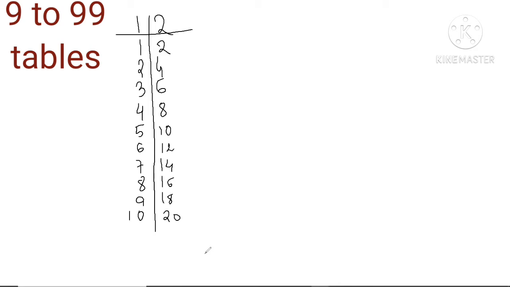Now, what you need to do? This way, you can do any table till 99. You write down first the tens place table and the ones place table. Then you add it. Add it means how to add it? You just write the numbers given. 1, 2, 2, 4, 3, 6, 4, 8. Now, here one magic is there.